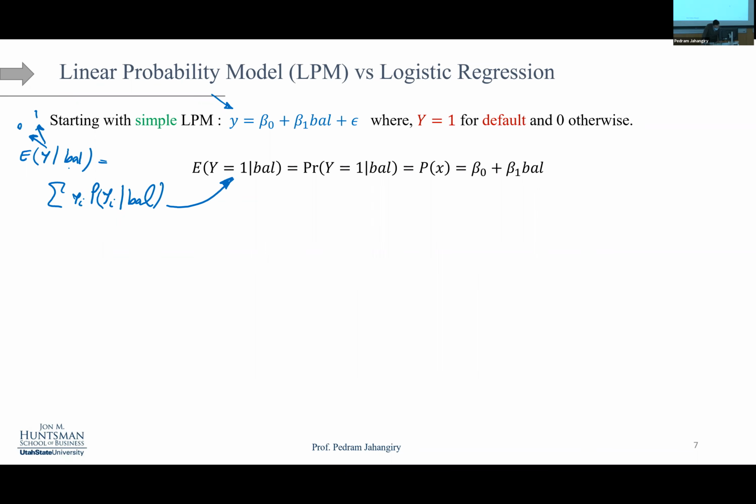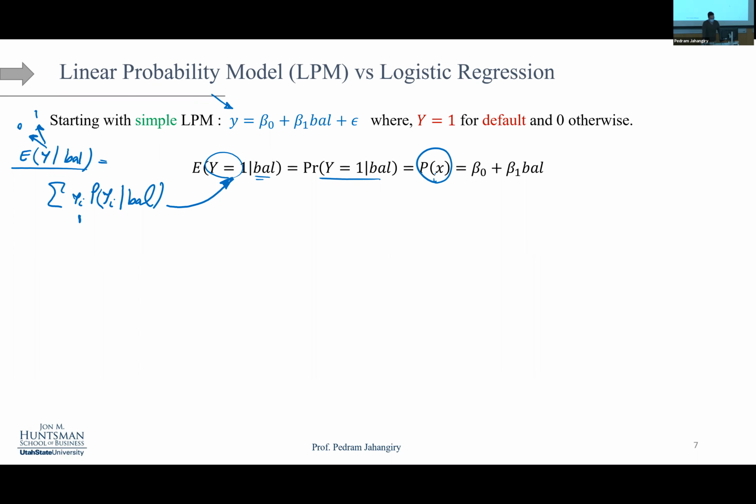So the expected value of y given balance is going to be equal to the expected value of default given balance. And this is literally the probability, because y is equal to 1, right? The probability of y equals 1, default, given balance. For short, we call it p(x). You can think of it as the probability of success, and that depends on how you define success. Success in this case means failure. This is what you want to classify at the end of the day, or in this case means default.